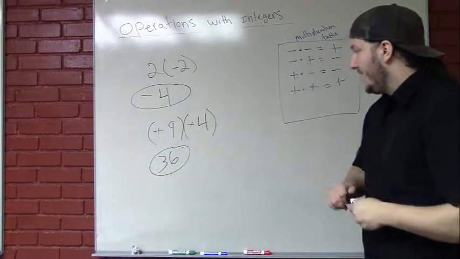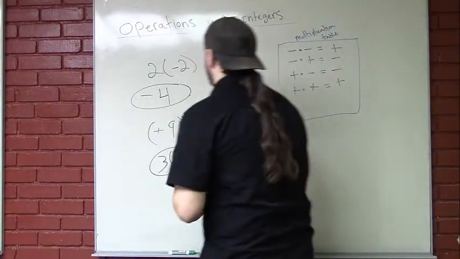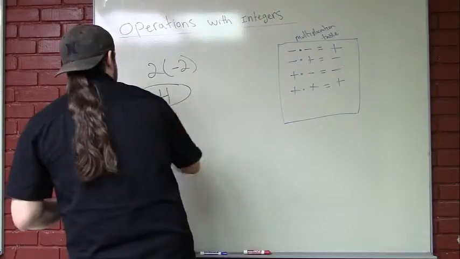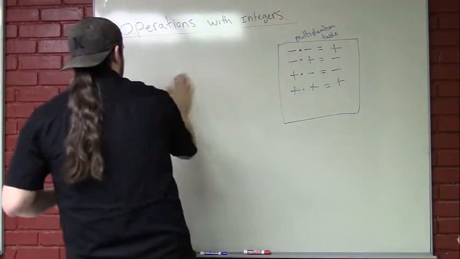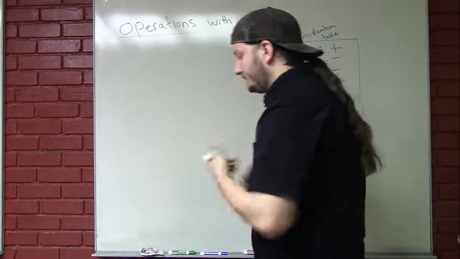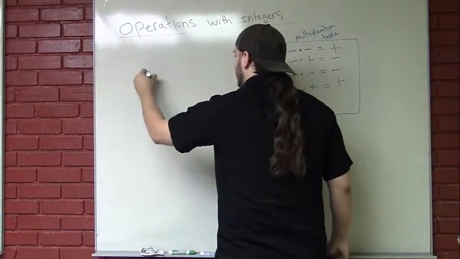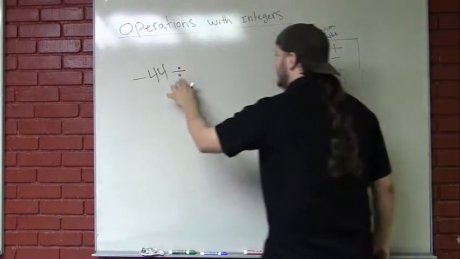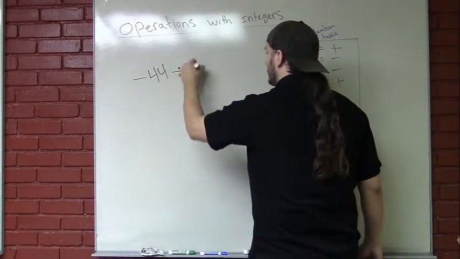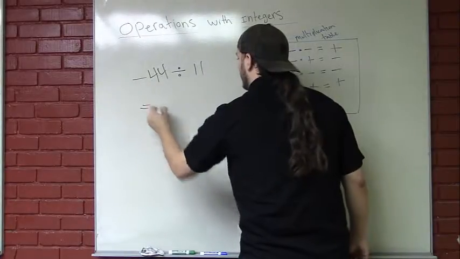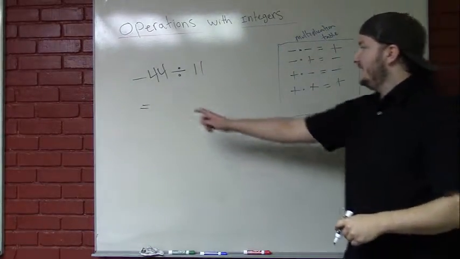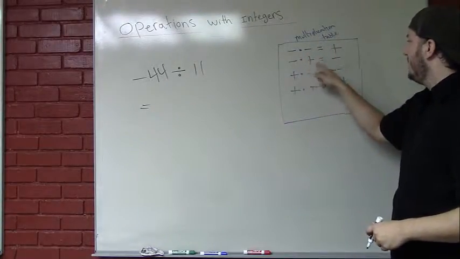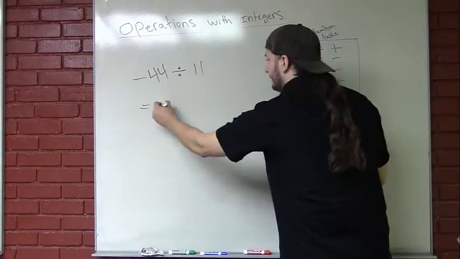And that's multiplying integers. Now, let's do some division. Again, with division, it's the same exact signs as multiplication. So, let's say we have negative 44 divided by 11. What does that equal? Well, negative divided by a positive, we know it's going to be a negative number.